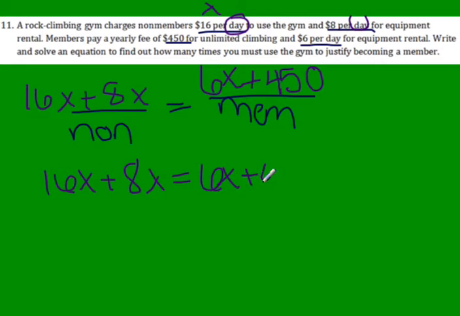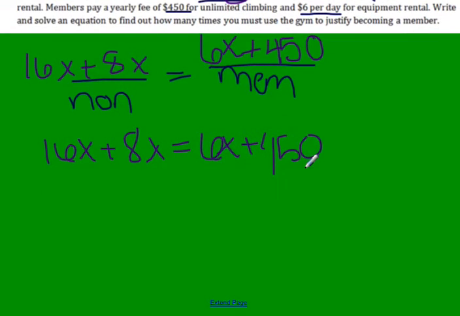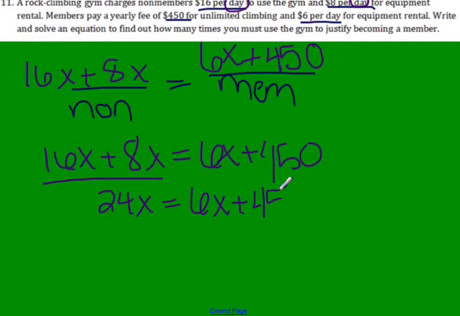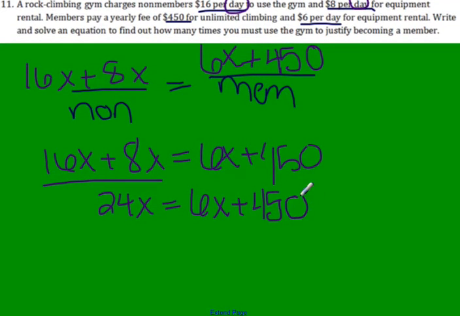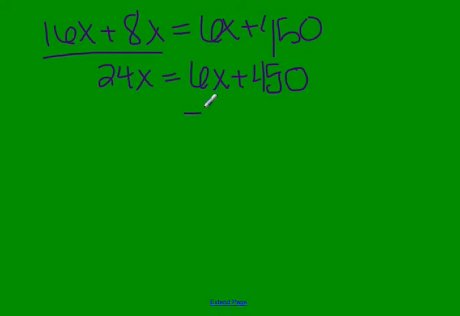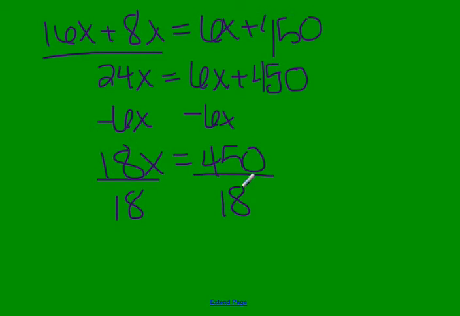So now what we need to do is actually solve for x. So first thing I need to do is simplify this side. So what's 16x plus 8x? Well, that's going to be 24x. And that's going to be equal to 6x plus 450. So now what we need to do is get our x's on the same side. So I'm going to start by subtracting 6x from both sides. So 24x minus 6x is going to give me 18x. And that's going to be equal to 450. Now that 18 is being multiplied by the x, so I'm going to go ahead and divide both sides by 18, and then I end up getting that x is equal to 25.